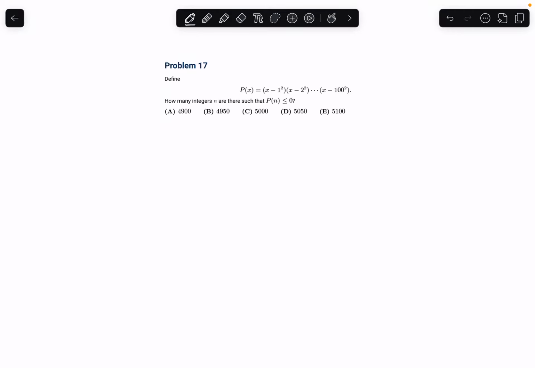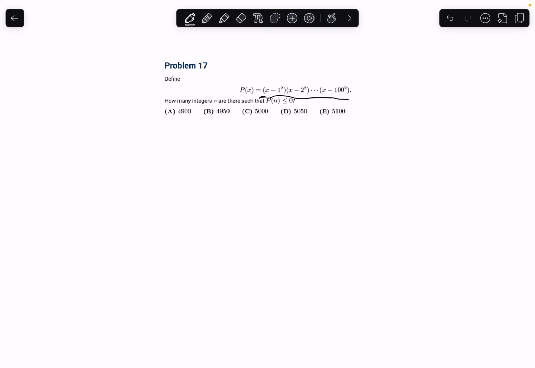This is 2020 AMC 10A problem number 17. Define p of x equals (x minus 1) squared times (x minus 2) squared all the way up to times (x minus 100) squared. How many integers n are there such that p of n is less than or equal to 0? A. 4,900, B. 4,950, C. 5,000, D. 5,050, E. 5,100. Okay, so we want this expression to be less than or equal to 0.